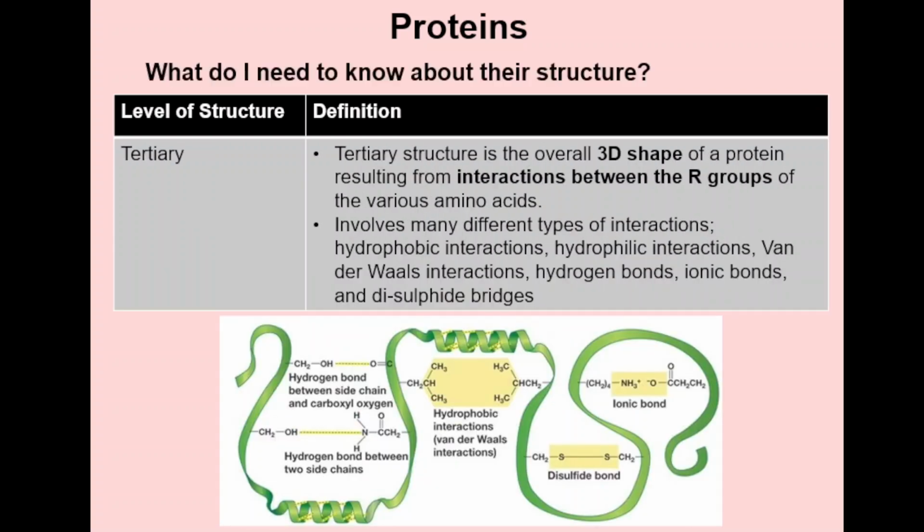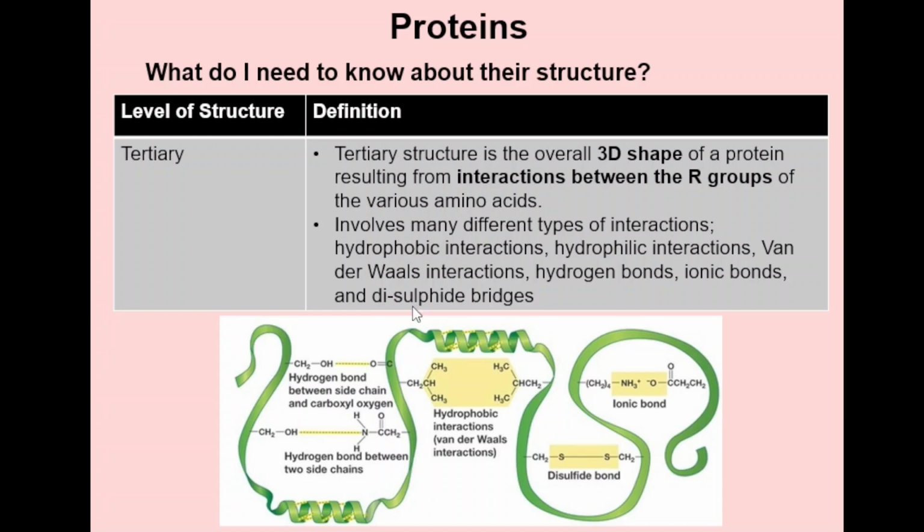Here we can see tertiary level of structure. And if you remember what I said just now, some proteins are complete here. But the tertiary level of structure is the overall three-dimensional shape of a protein, and it's created through interactions between the R groups of the amino acids. So remember, 20 different R groups, different properties. It means that we often get lots of different interactions between those R groups.